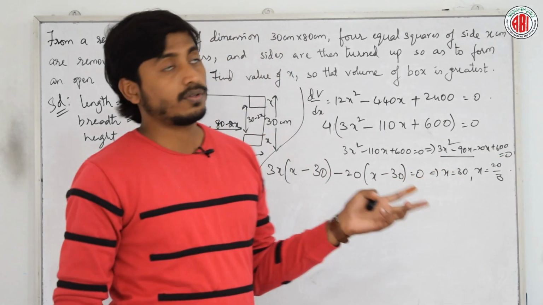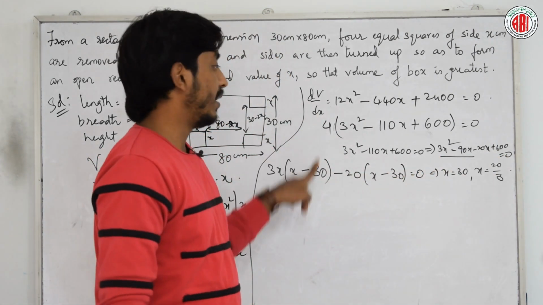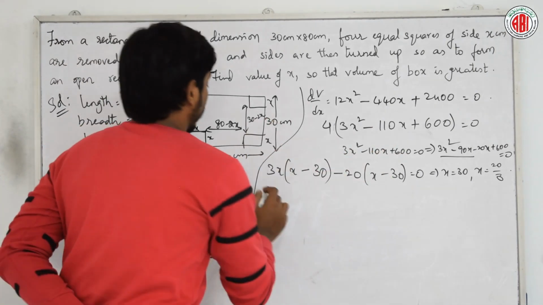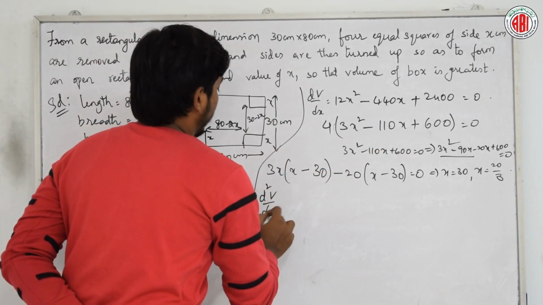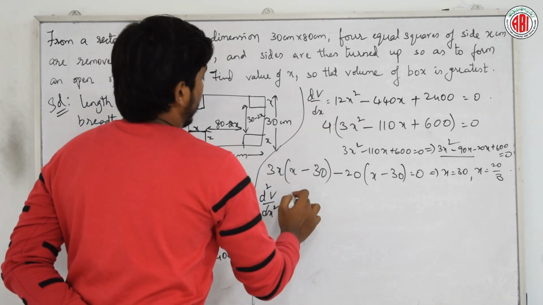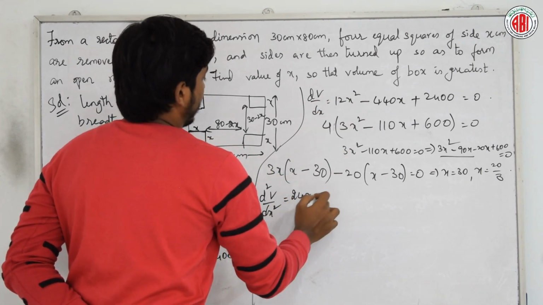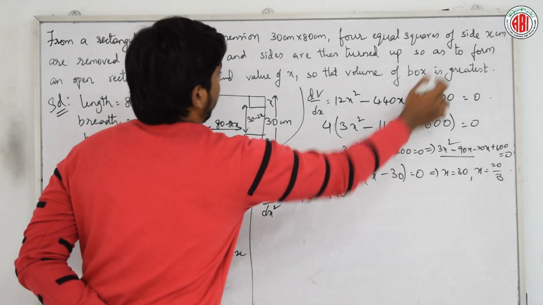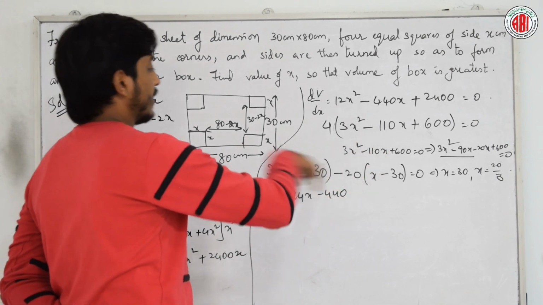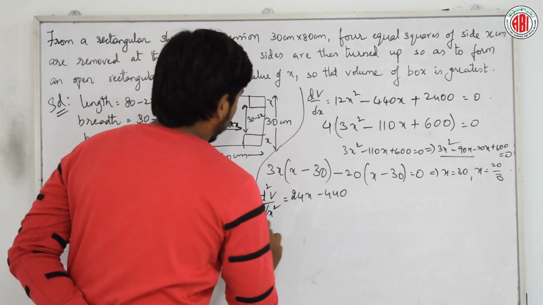I got two values. Now I have to double differentiate it and substitute these values. Now d square v by dx square is equal to the double differentiation of this: 12 2s are 24x minus 440. However, that will be 0. Now we have to substitute x equal to 30 and x equal to 20 by 3.